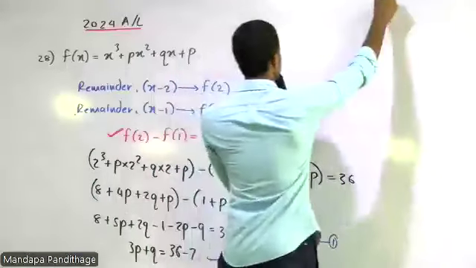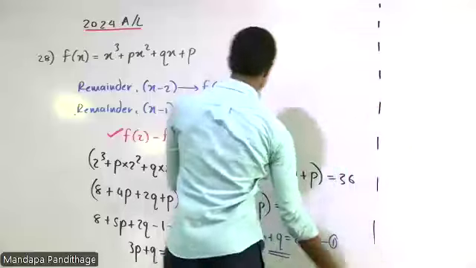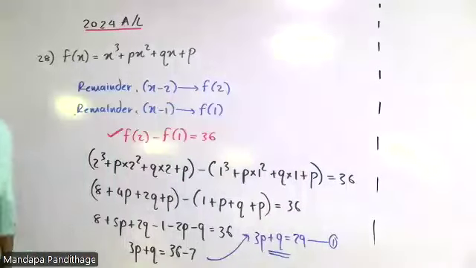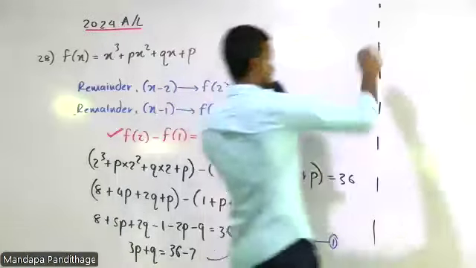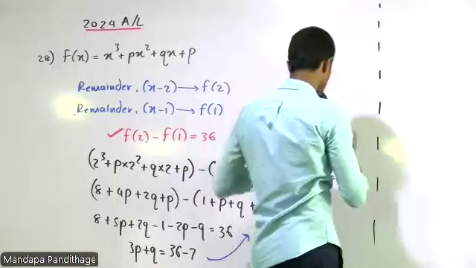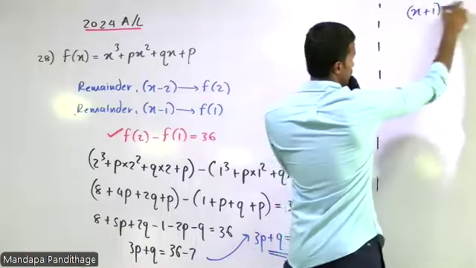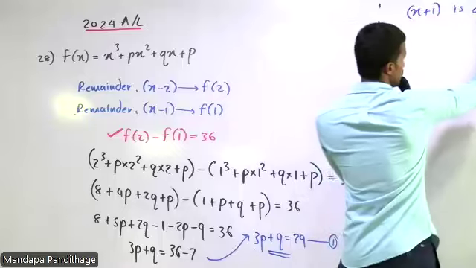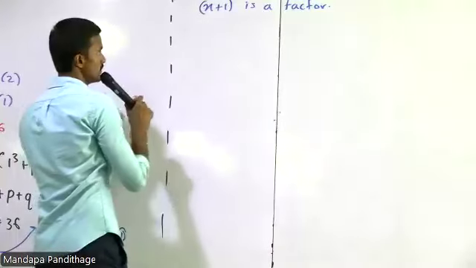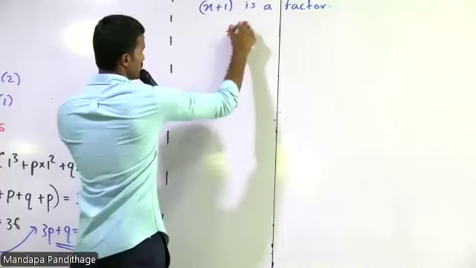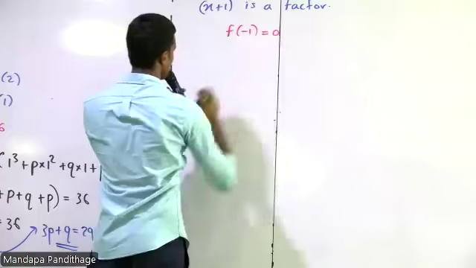Okay, next one is: x plus 1 is a factor, no? x plus 1 is a factor, which means f(minus 1) is equal to 0.